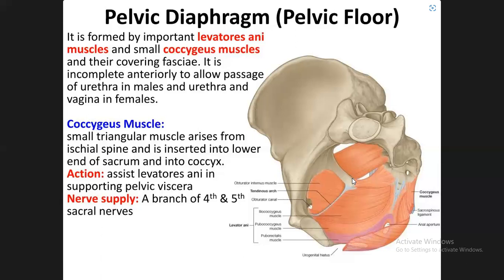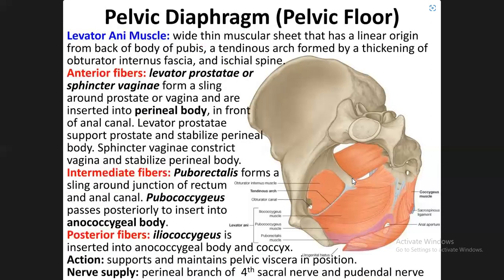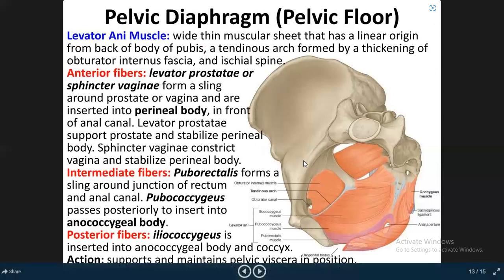The intermediate fibers are going to be the puborectalis, and they form a sling around the anorectal junction, which is inserted into your anococcygeal raphe. The puborectalis will form part of the anorectal ring, which is also going to be composed of the deep and the superficial anal sphincters, right? Then the posterior fibers will be your iliococcygeus, and they insert also into the anococcygeal raphe and the coccyx, right? Then you also have pubococcygeus on the intermediate fibers that go to the anococcygeal body.